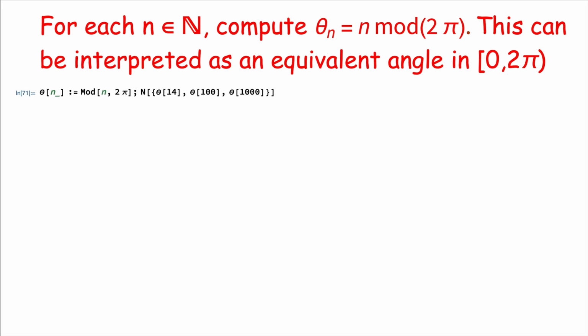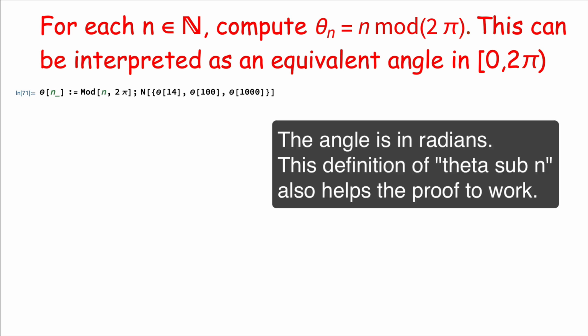For purposes of visualization, it will now be beneficial to view n as an angle in radians, and define theta sub n to be the equivalent angle in the interval from 0 to 2 pi that includes 0 as the left endpoint but does not include 2 pi as the right endpoint. In other words, theta sub n can be found by taking n and modding by 2 pi.